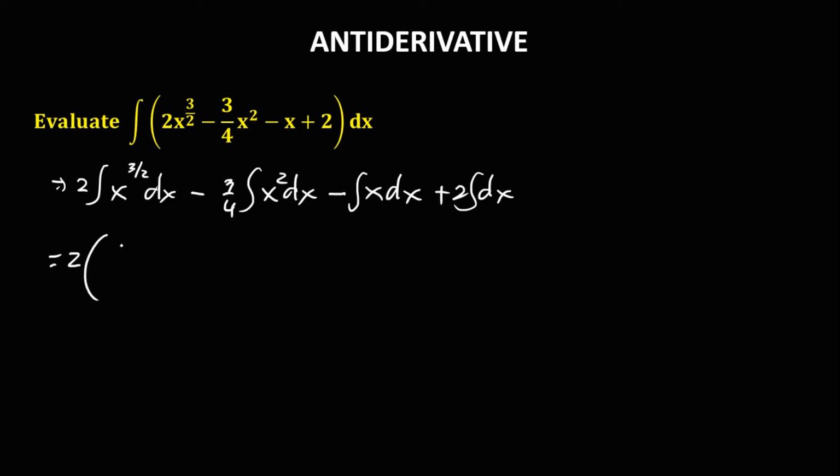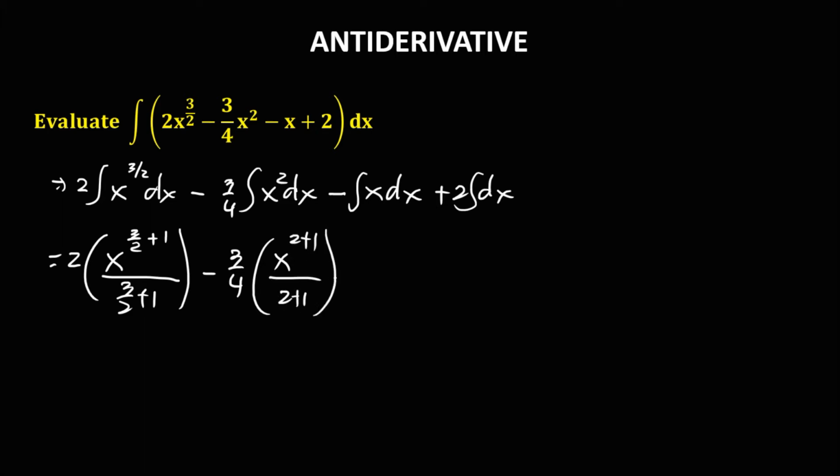So we have 2 times x to the power 3 over 2, then plus 1 over 3 over 2, then plus 1, then minus 3 over 4 times x to the power 2 plus 1 over 2 plus 1, then minus, so we have this x to the power 1 plus 1 over 1 plus 1 because we have this exponent 1. Then plus 2, then the integral of dx, that's x, then plus c.